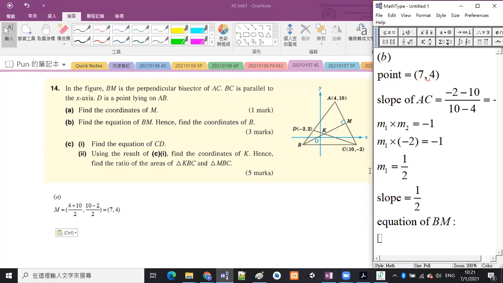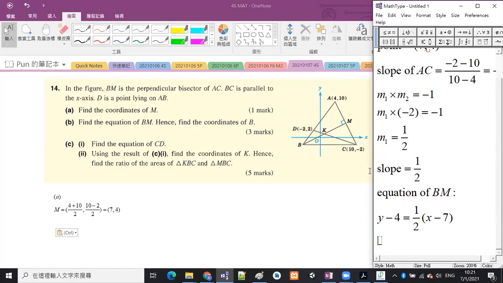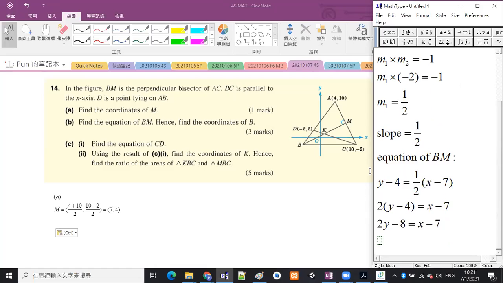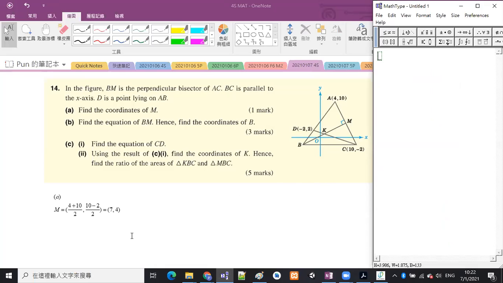By the point slope form, y minus y1 equals m times x minus x1. Okay, so just multiply the two, expand the bracket, and move all the terms to the side where x is positive. So x minus 2y plus 1 is equal to 0. That is the equation of BM. Can you get this?